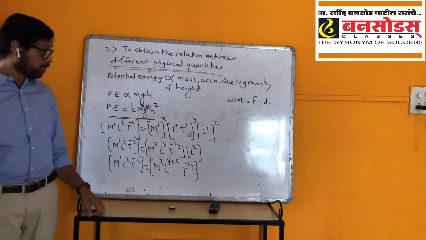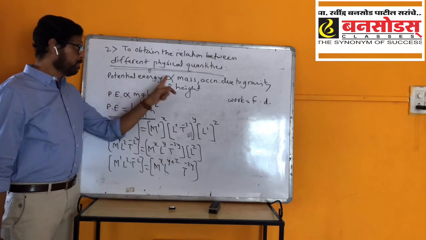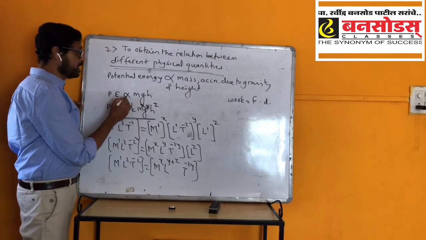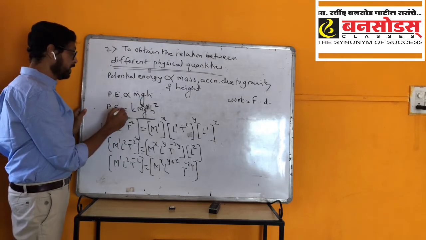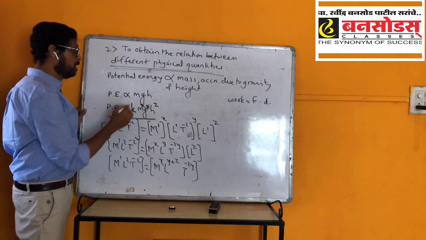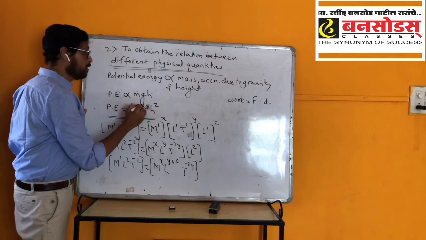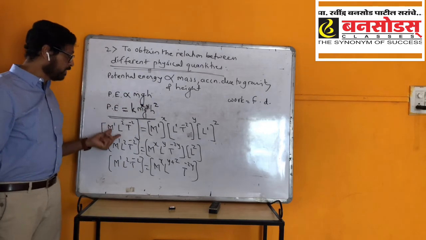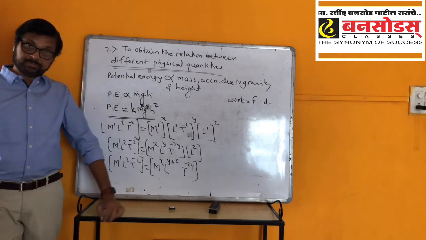Look once here at what we are doing. It is given to us that potential energy depends upon mass, acceleration due to gravity, and height. Potential energy is proportional to m, g, h, and converting the proportion to an equation, we put a constant, m, g, h as it is, and we don't know the powers, so we write x, y, and z. Then in place of these quantities, we write their dimensions. So you get this equation.